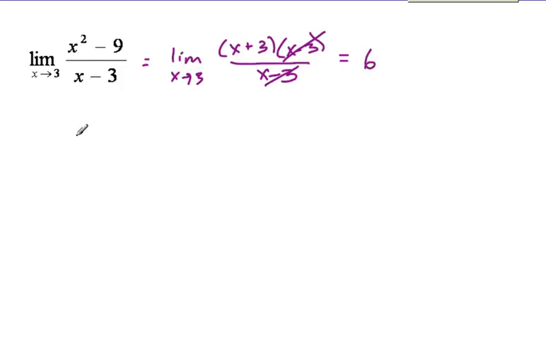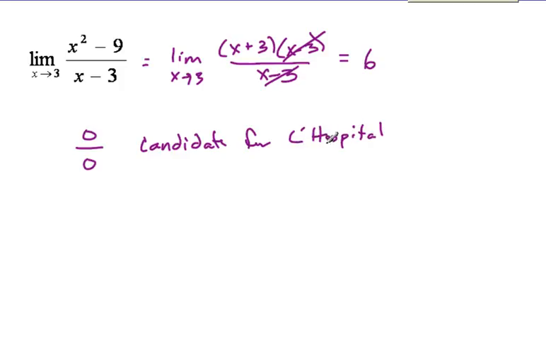Now, if we had started this by putting in 3, which is always a good idea to do, we would have seen that 3 squared minus 9 gives us 0 on top, and 3 minus 3 gives us 0 on bottom. This means it's a candidate for L'Hopital. By the way, L'Hopital is a French name, and that's why it's not pronounced quite the way you might think, Le Hospital. It's actually L'Hopital.